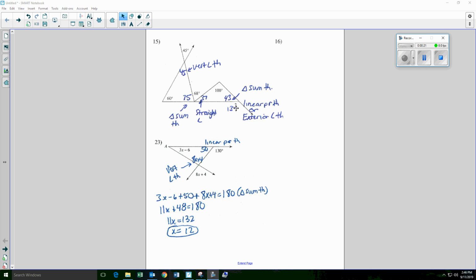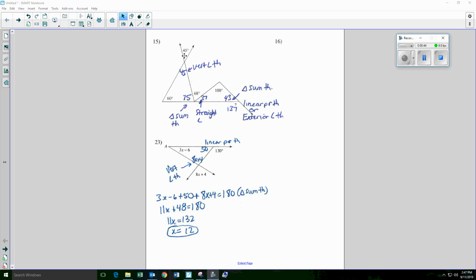So I have to work my way backwards. If I need to find this angle, I've got to first find this angle. But in order to find this angle here, I have to know this angle over here. In order to know this angle here, I'd have to know this angle here. And in order to know this angle here, I have to first know this angle here. So I can get this angle from this angle by the vertical angle theorem.